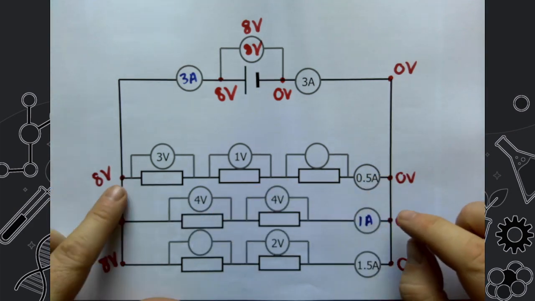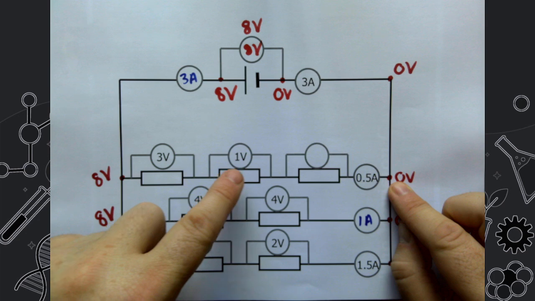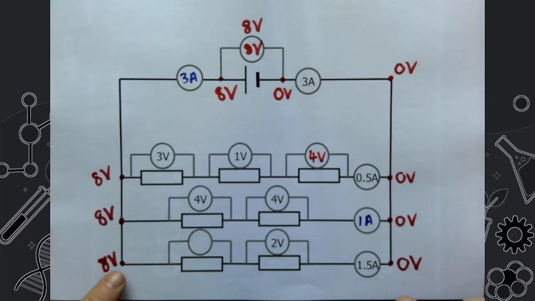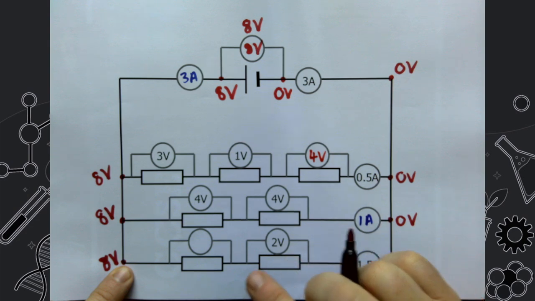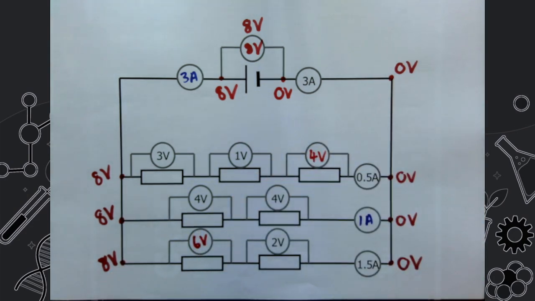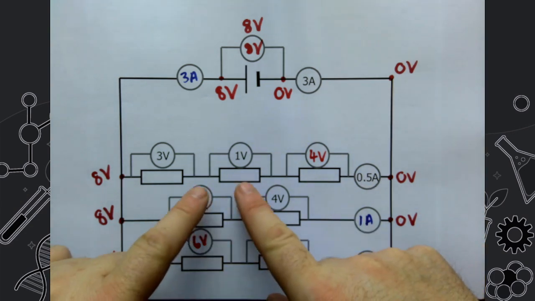So this branch here, we get 8 down to 0, so we get 3 and 1, we're left with 4 volts. And down here we'll get 8 down to 0, we've got 2 there, so we must lose 6 volts in this one. And there we've solved it for a mixed parallel circuit with series branches.